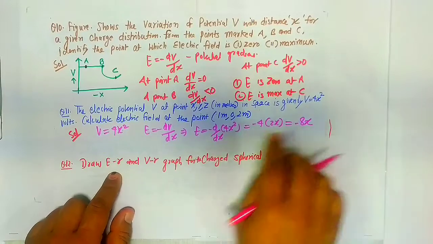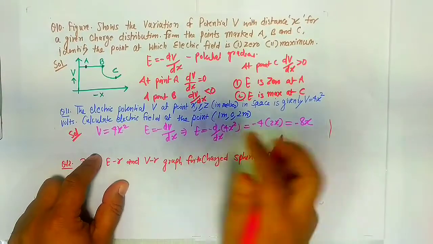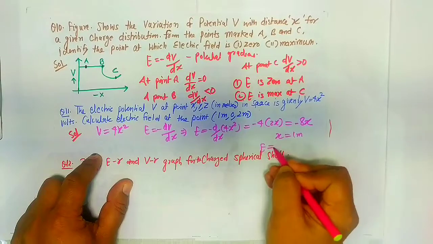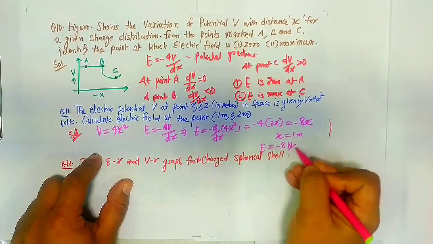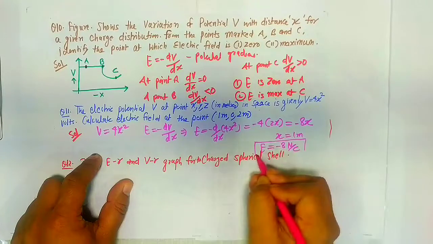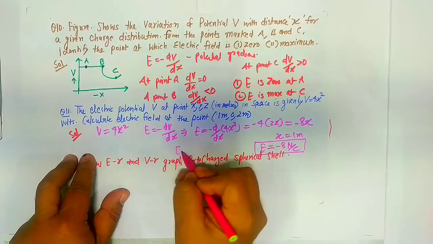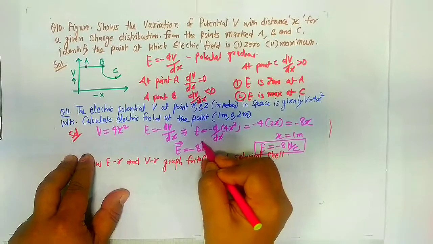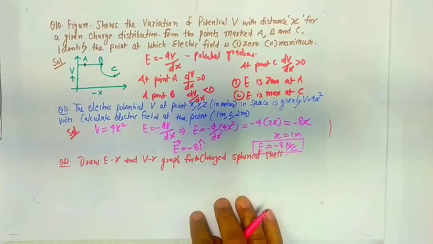Okay, got it? And what is the coordinate of x? x here is 1 meter. So what is the electric field? It is minus 8 Newton per Coulomb. Got it or not? And when you are going to write it in the form of a vector, we can write minus 8 i. So this is the electric field here.